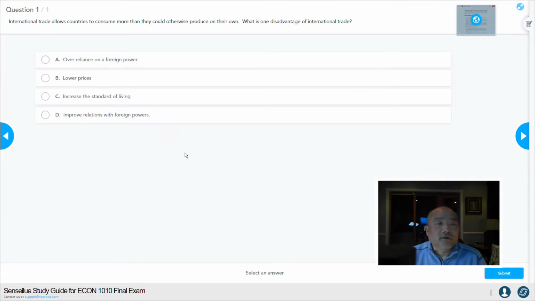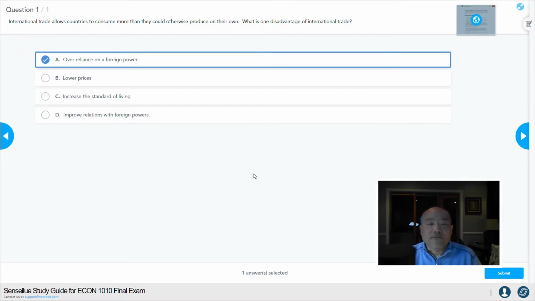Quiz. It says international trade allows countries to consume more than they could otherwise produce on their own. What is one disadvantage of international trade? Well, we can become over-reliant on a foreign power. So that's a disadvantage.